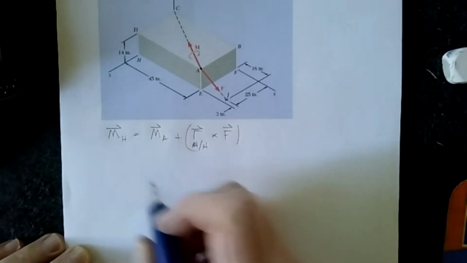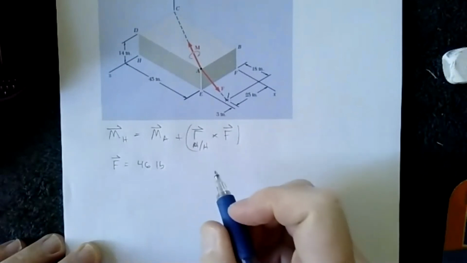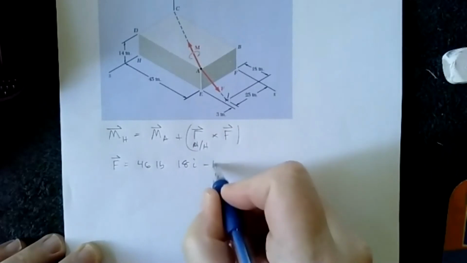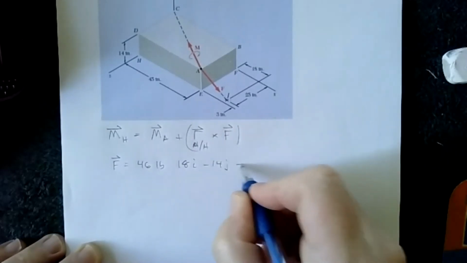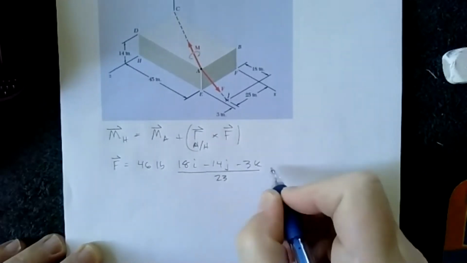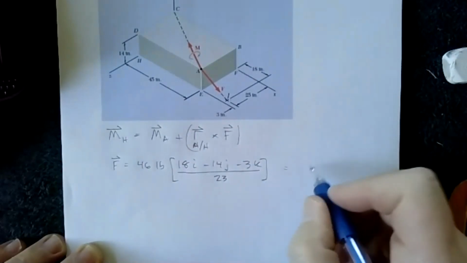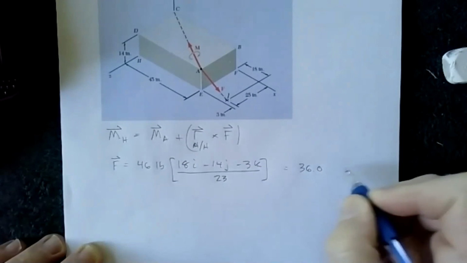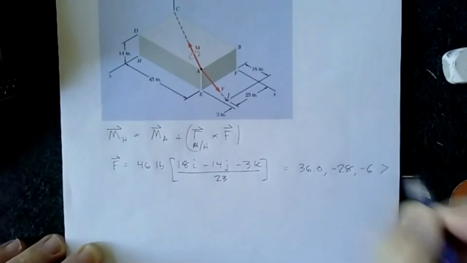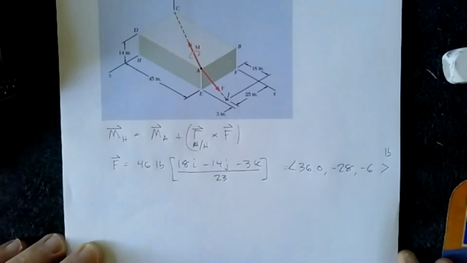So if we look at that, we know that the force is just going to be 46 pounds, and it's going to be 18 in the I minus 14 in the J minus 3 in the K. And I'm going to divide that by its magnitude, which turns out to be 23. All right, so this gives me a value of 36.0, negative 28, negative 6. So there's my value in pounds. So I have my force.